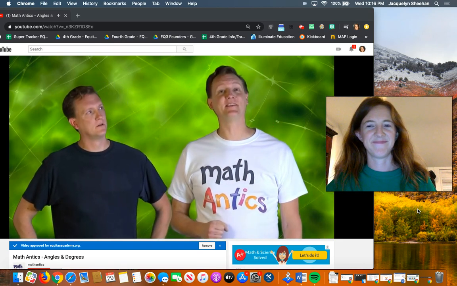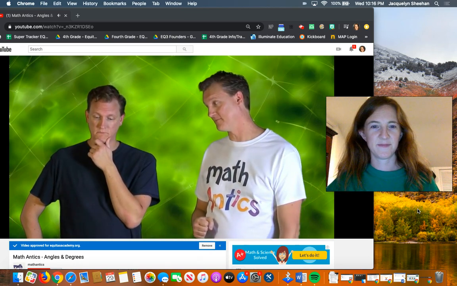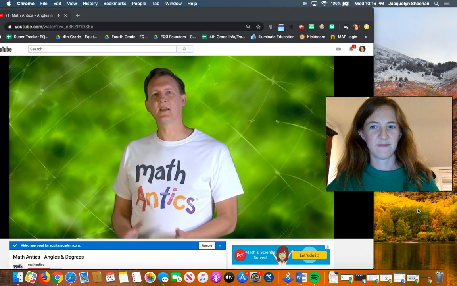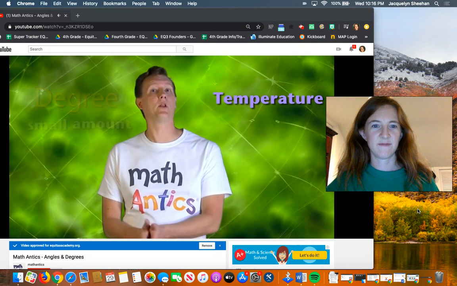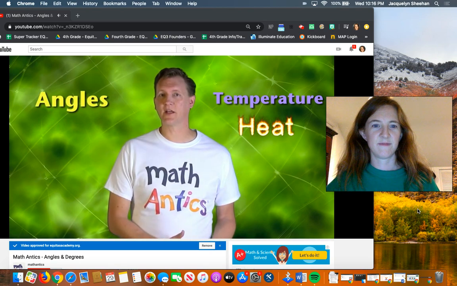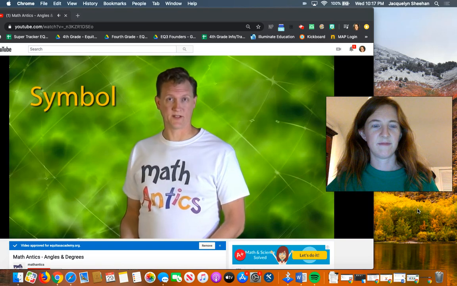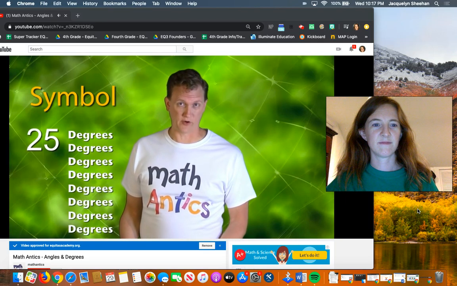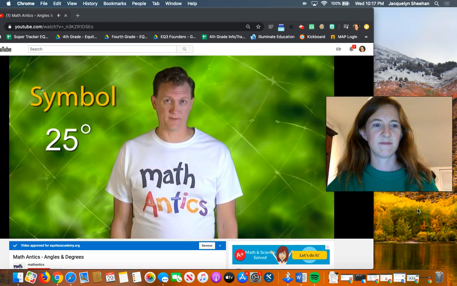The word degree is used for a lot of different things, so it can be a little confusing sometimes. It makes more sense if you just think of a degree as a small amount of something. For temperature, a degree is a small amount of heat. But for angles, a degree is a small amount of rotation. And there's a special math symbol for degrees that we use instead of writing the word degrees over and over again. It's this little circle that you put after the number and up near the top.